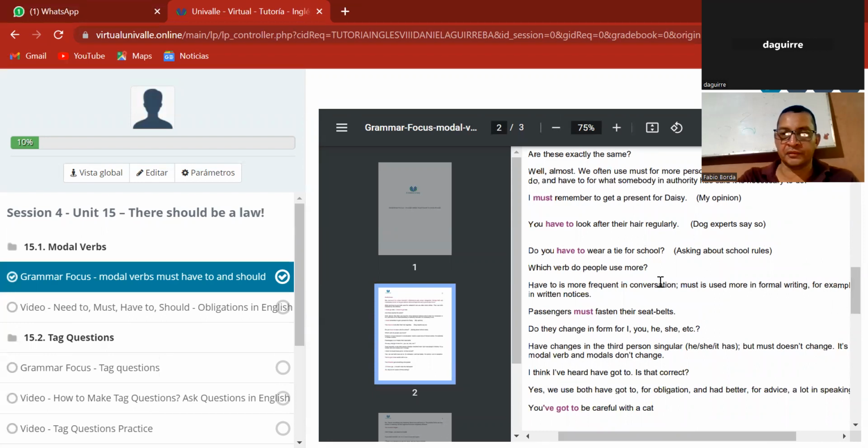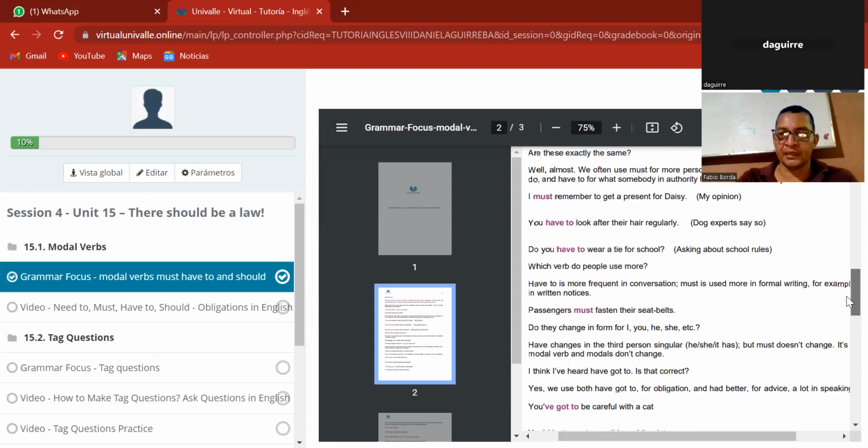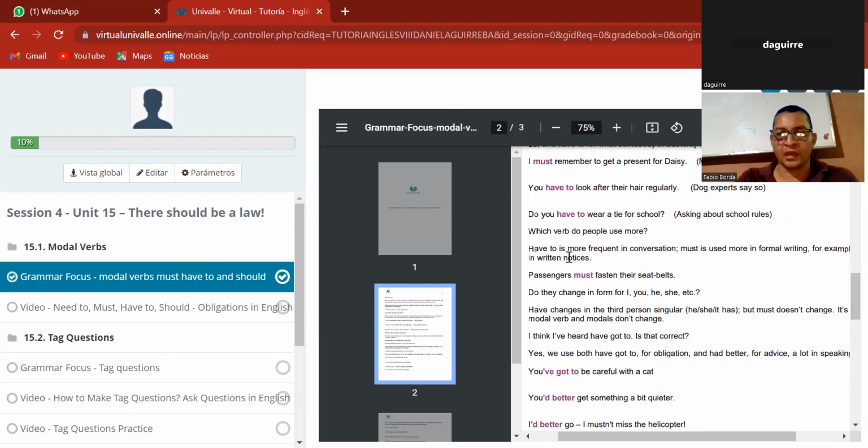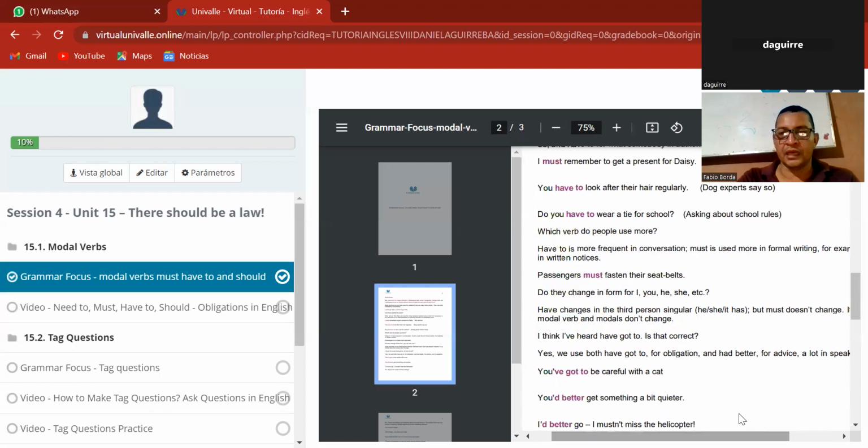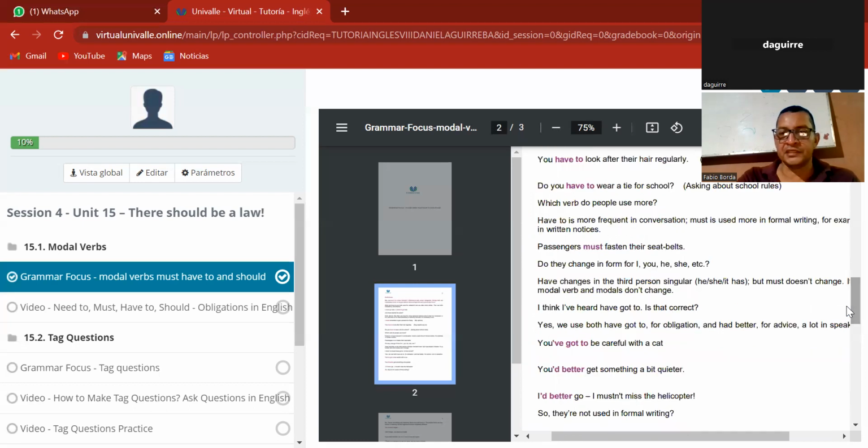Asking about school rules. Which verb do people use more? Have to is more frequent in conversation. Must is used more in formal writing. For example, in a written notice: Passengers must fasten their seat belts.